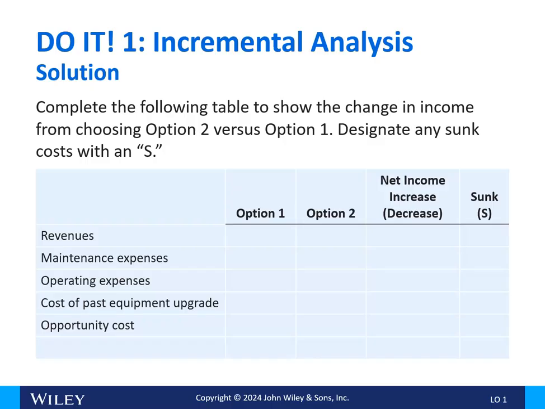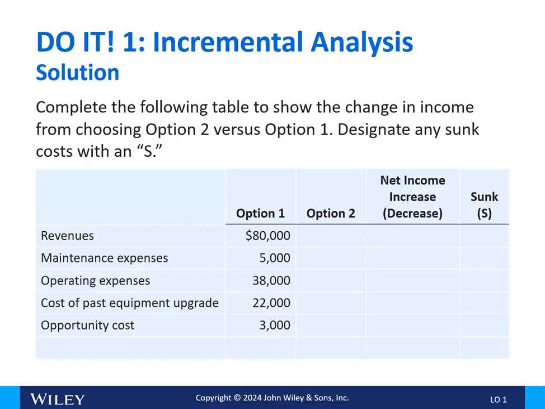that we can make something different. So if we fill out the option 1 column, we had revenues of $80,000, maintenance expense of $5,000, operating expenses of $38,000. The cost of past equipment upgrade was $22,000, and our opportunity cost of $3,000. Okay, we show that as a cost in option 1 because only in option 2 are we able to realize that profit. So we show it as a cost in the other option.